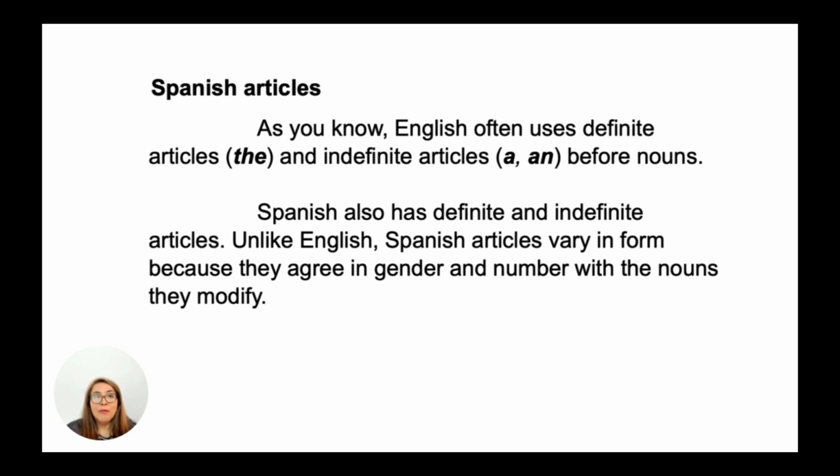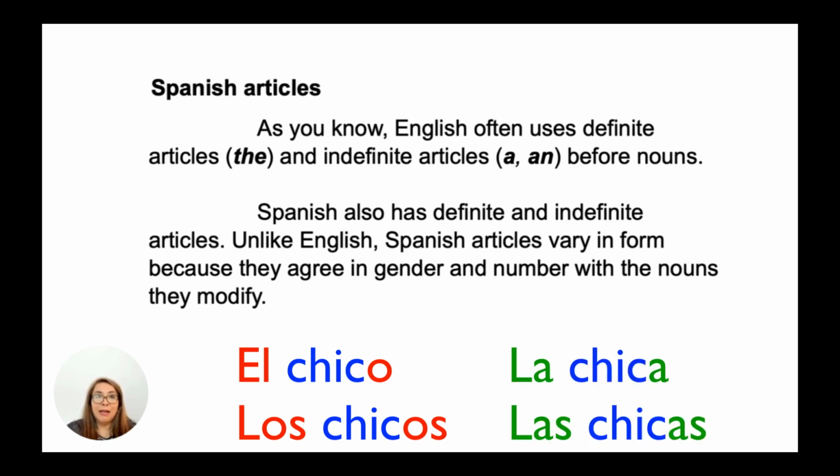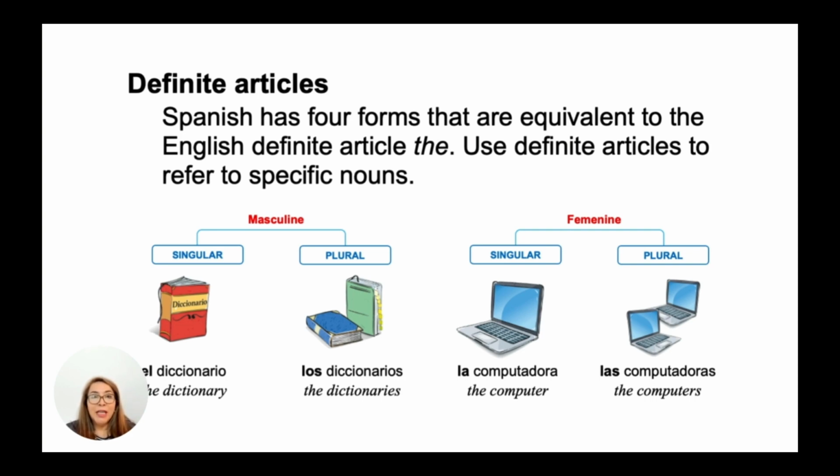But what if it's more boys, several of them? Then los, okay? El chico, singular, masculine. Los chicos, plural, masculine. Let's go to feminine. La chica, plural, las chicas. And here you have them all in one slide. And they give you the examples of el diccionario, that's one dictionary. Many dictionaries, los diccionarios. Okay? La computadora, las computadoras, feminine, singular and plural.